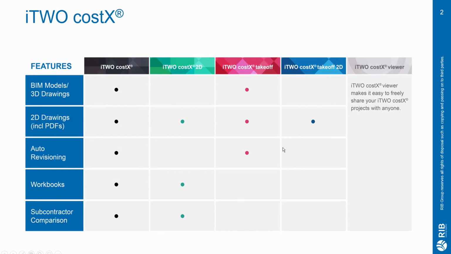Before I carry on, just a little bit around the iTWO costX product. You can see the different versions we have available there. We have different flavors of the software with different features and functionality, so you can choose a version that's right for you, whether you need 3D capability or just 2D, whether you need takeoff only or whether you need the workbooks as well. And it's also worth noting the viewer at the end there, so you can share your information with third parties and they can download that viewer for free from our website.